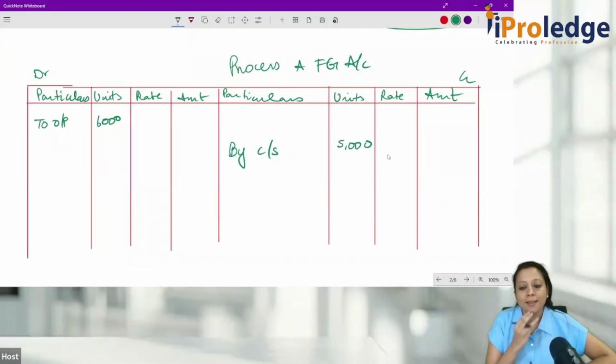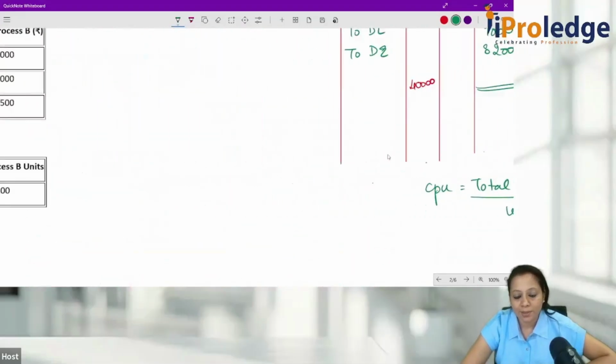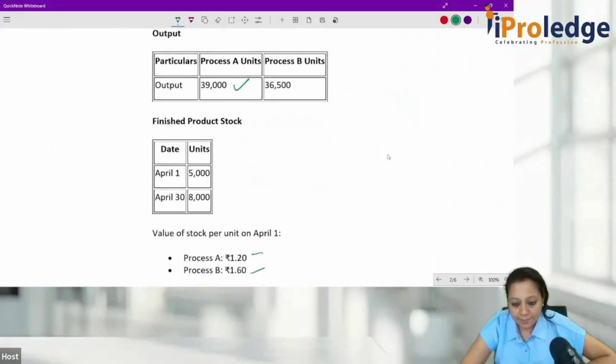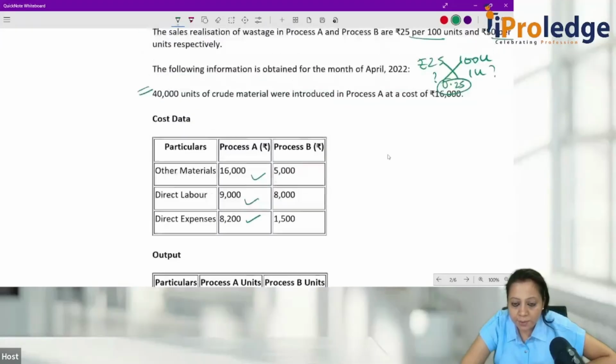Shall we proceed, dears? This is the only new thing. Process account, I know that all my students will be able to do. FG account, we have done the same problem in the class, but it is unique. In other problems, we generally don't have it. So now we will proceed to, you all see here, finished product stock.